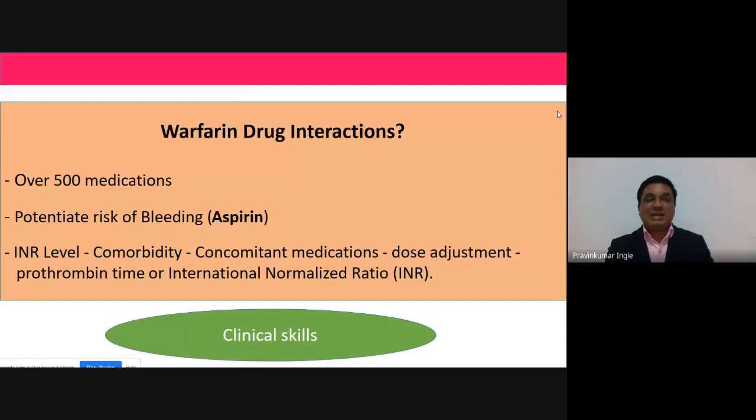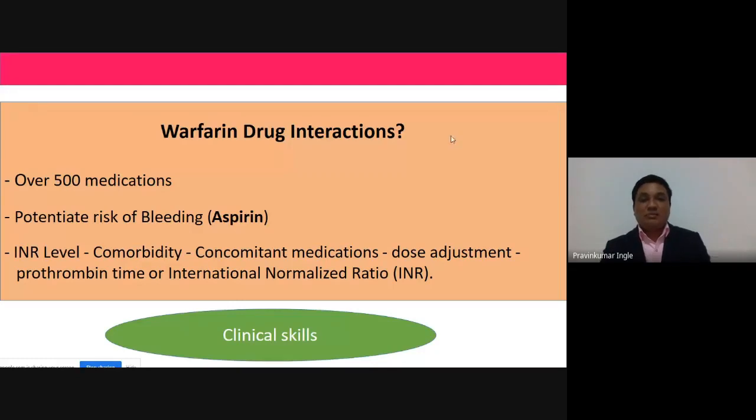In that case, as a clinical pharmacist, what is your role? You need to monitor the patient. Sometimes some drugs are given even though we know the drug interaction is there, but we need to monitor the parameters. In this case, we need to monitor parameters like the INR level, what comorbidity the patient is having, and what concomitant medication the patient is receiving, and accordingly we need to adjust the dose depending on the prothrombin time and also the INR level, that is the international normalized ratio. INR and prothrombin time are very important parameters to be monitored in those cases having warfarin or aspirin, or any other drug if they don't have the right choice to use for that particular patient.